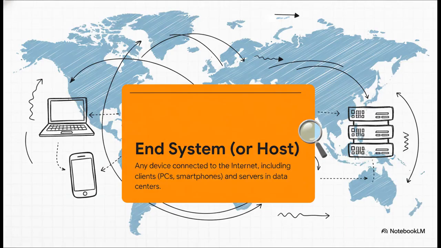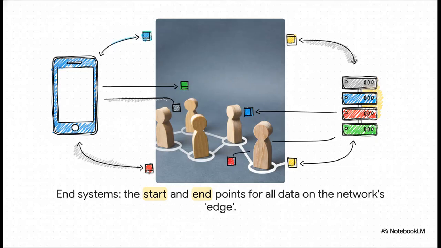Okay, first things first, we need to get some of the lingo straight. In networking, we call any device connected to the internet an end system, or more simply, a host. And this isn't just your laptop or your phone, the clients. It also means those giant, powerful servers humming away in data centers, serving up all your apps and websites. So all of these devices, from the phone in your pocket to a Netflix server thousands of miles away, they all live at what we call the network edge. They are the ultimate starting and ending points for every single packet of data that zips across the internet.